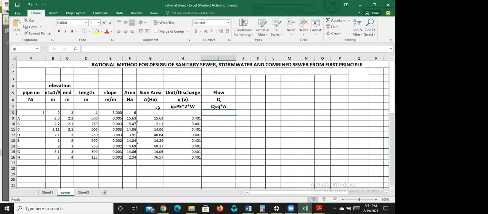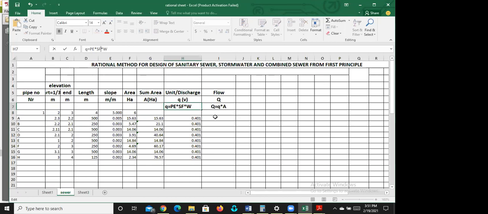I'm just trying to provide a clue to how we are getting this. This is population equivalent multiplied by two. Instead of removing two, let me just put SF, safety factor, which we call peak factor in sewer design or water design, water reticulation design.